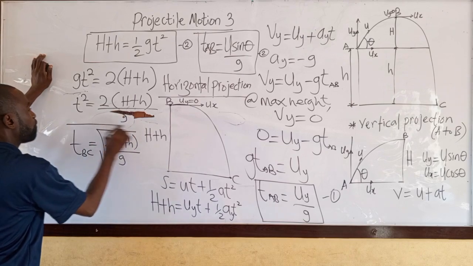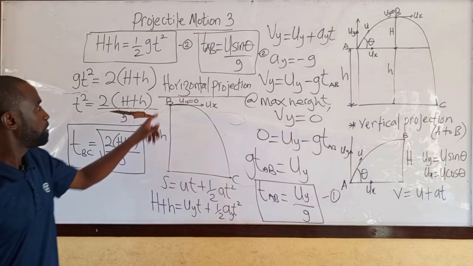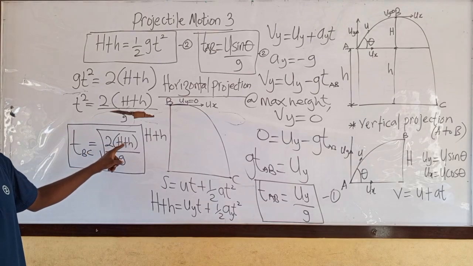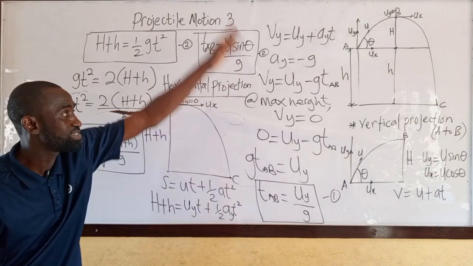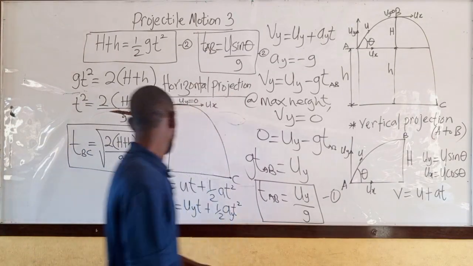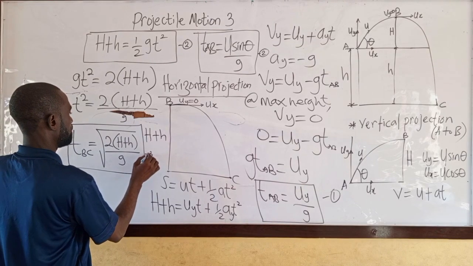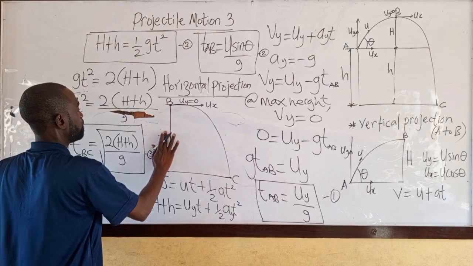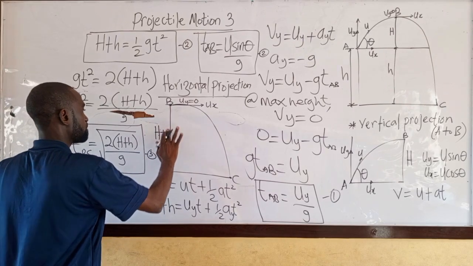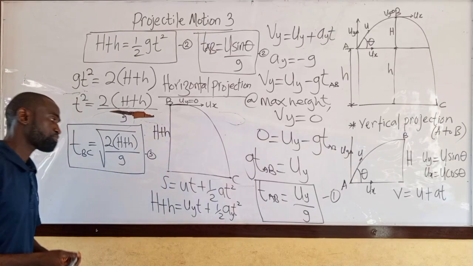So we put it in block form. So this is the time taken by the body to move from B to C: the root of twice the sum of the two heights all over the acceleration due to gravity. So we call this equation 3. I'm taking my time to put all this in block form, but you understand the concept very well. Equation 3. This is H plus h, big H plus small h.